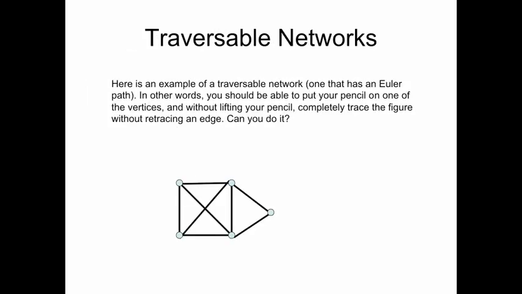All right, here's an example of a traversable network, one that has an Euler path. Okay, you should be able to put your pencil on one of the vertices and without lifting your pencil completely trace the figure. Okay, if you have not tried that, stop this video and try it. I will show you one way that that can be done. We could start right here, go up here, up to this one, down here, over here, down here, over here, down there, and then to there. Now you'll notice I did not cross any of those edges twice.